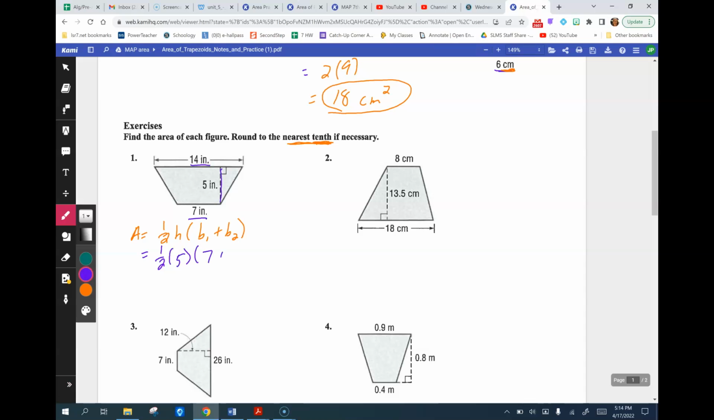7 and 14. Does it matter what order? Nope, because we're in addition. Now here, if I have to take 1/2 of 5, that's a decimal. So I'm not going to do that. I'm going to clean it up.